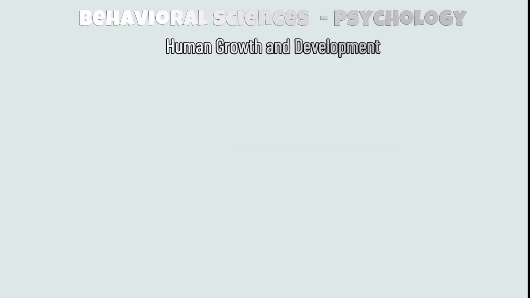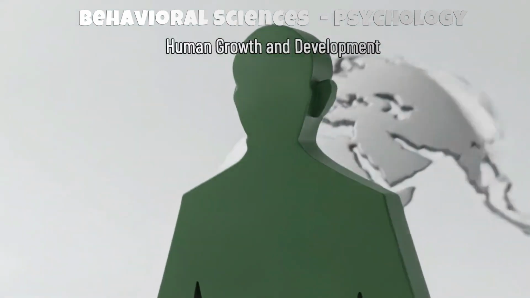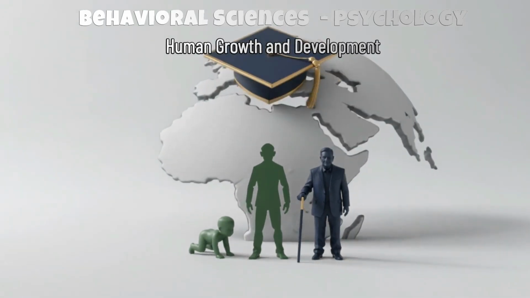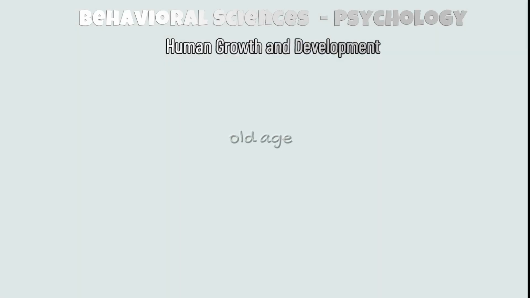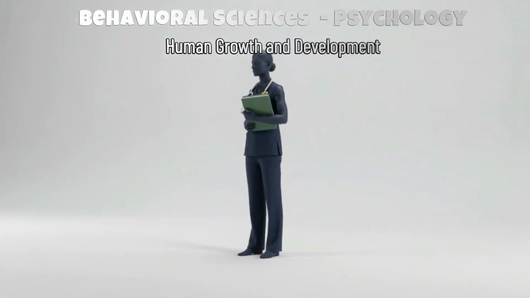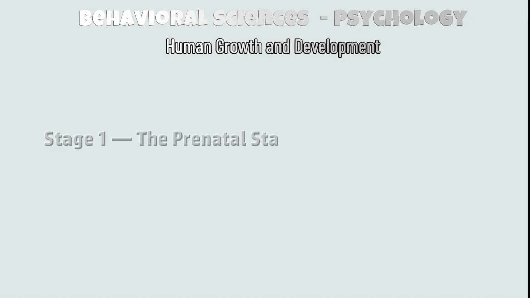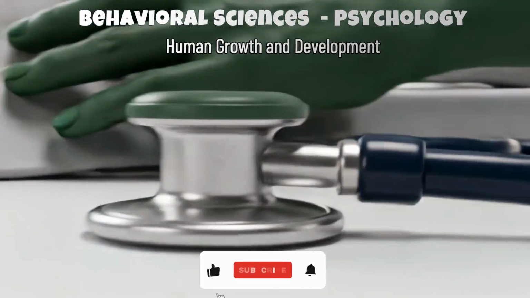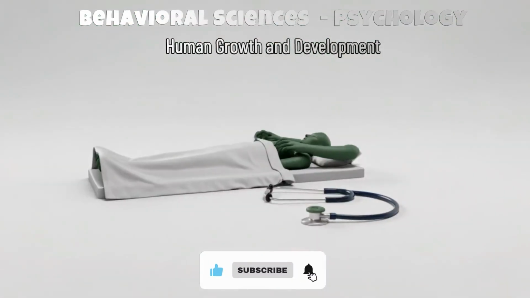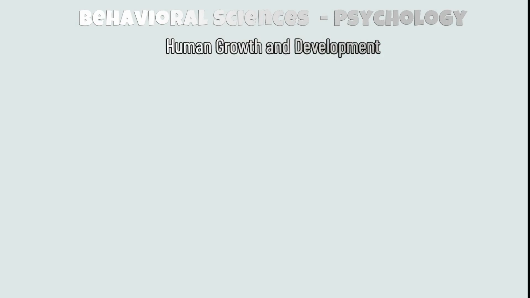Now, let us walk through the recognized stages of human growth and development, from the very beginning of life to old age. Each stage has unique characteristics that you, as a nurse, will encounter in clinical practice. Stage 1, the prenatal stage, conception to birth. Life begins at conception. The prenatal stage is divided into 3 periods. First is the germinal period, which covers the first 2 weeks after fertilization, when the fertilized egg is traveling to and implanting in the uterine wall.